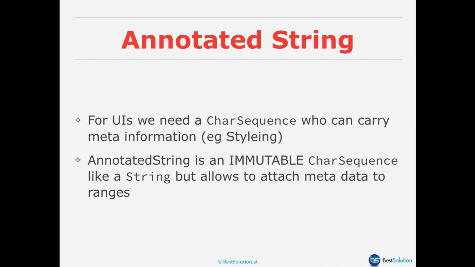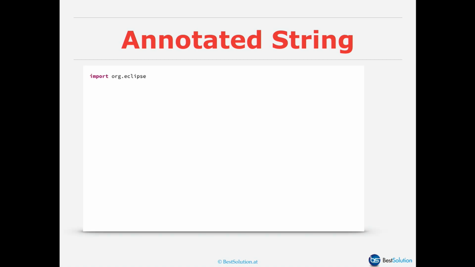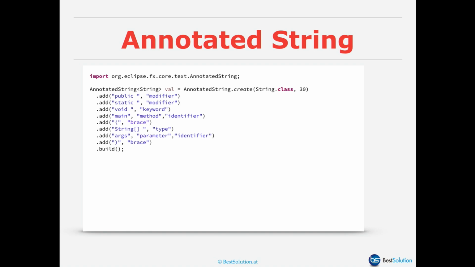Annotated string is a char sequence. When I show you our demos later on, in all our APIs we never expose string property. We always expose object property of char sequence. Because then we can not just put a string in there, we can do a string buffer, a string builder, any char sequence, and we have a specialized char sequence allowing you to annotate parts of a string. It's an immutable class, so we need a builder to build it. We annotate a string, and here we are building, for example, when I have a code editor and I want to highlight all the sections in my string, I can annotate those elements.